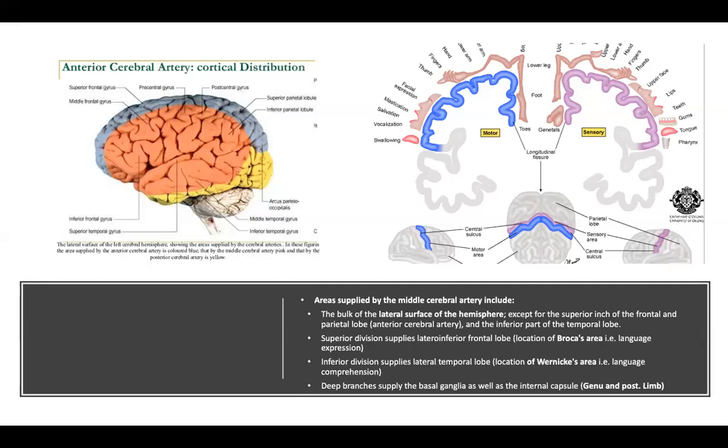And because we have the language area affected, what will he have as well? What is the term for aphasia? Excellent. So this is a term for inability to talk. So these people will be silent. They cannot comprehend what you tell them, and they cannot reply to whatever you say, because of Broca's and Wernicke's areas.